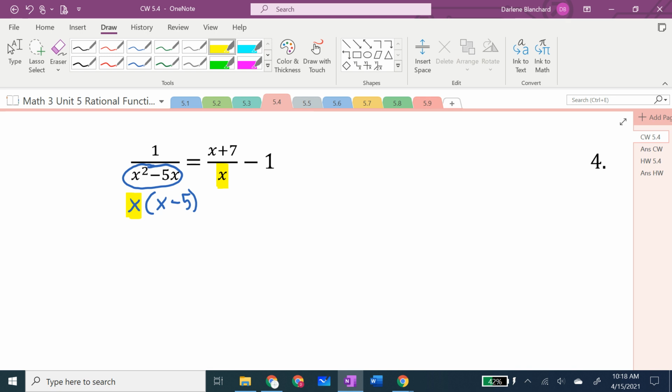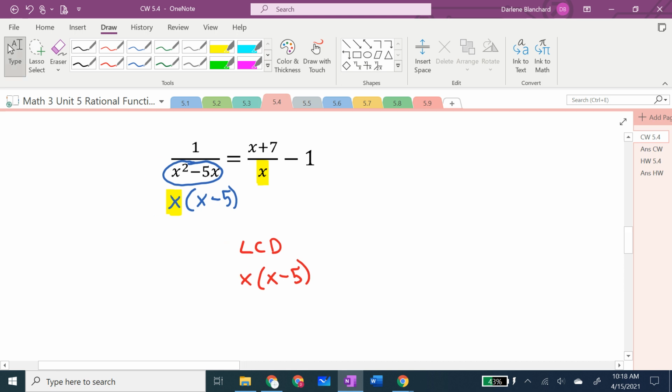I'm going to show you a couple of ways to go about this problem. I'm going to first show you the fastest way if you're able to see it. But if you're not able to see it, I'm going to show you some slower ways to get through it. If you find the least common denominator, you notice that it's x times x minus 5. If that's what you multiply both sides by, this is going to go the fastest it can go.